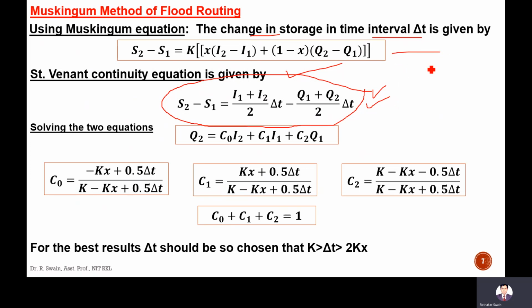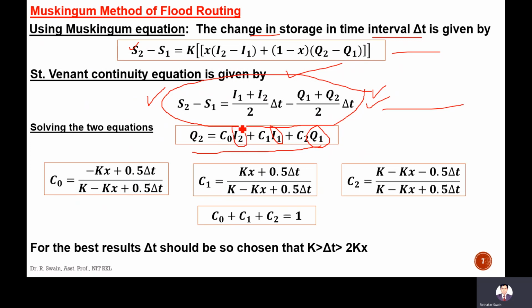So this equation and this equation must be the same because this is the change in storage over the time interval delta T. If we equate these two equations, we will get the equation for Q2, because we are calculating the Q2 value. Q1 is the initial outflow discharge, and I1, I2 are the inflows.